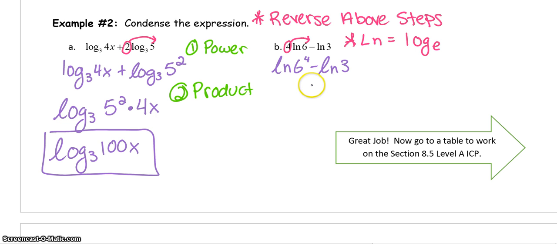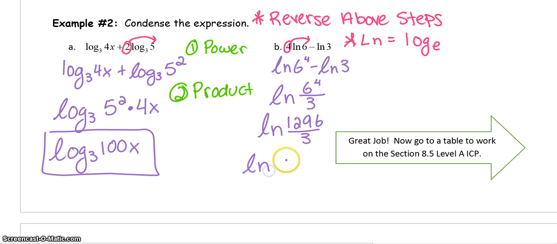Since we've got subtraction, I can condense it by dividing or making a quotient out of the insides. So I would have the ln of 6 to the 4th over 3. And then we just want to simplify those numbers. So if you were to plug in 6 to the 4th in your calculator, that would be 1,296. And then if you plug that division into your calculator, you would get 432 for your final answer.